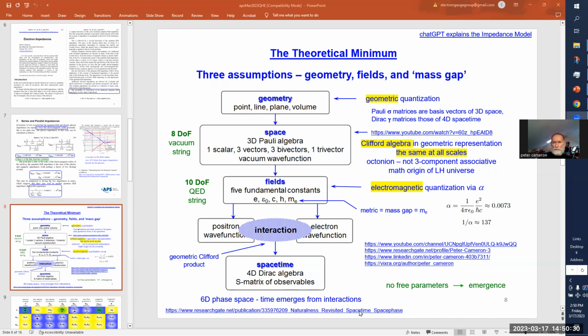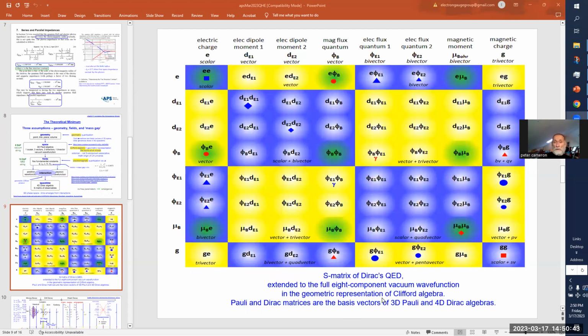There's a nice paper on naturalness here that discusses this sum. There are no free parameters in what you're looking at, so everything that follows comes out of these 3 assumptions. So you can generate a scattering matrix. If we start off with the electric charge and the magnetic moment, this is the Dirac spinor, and we say we're going to extend it now from the 2 spinors of the Dirac equation, the electron and the positron, to the full 8 components of the geometric representation. And it looks like this.